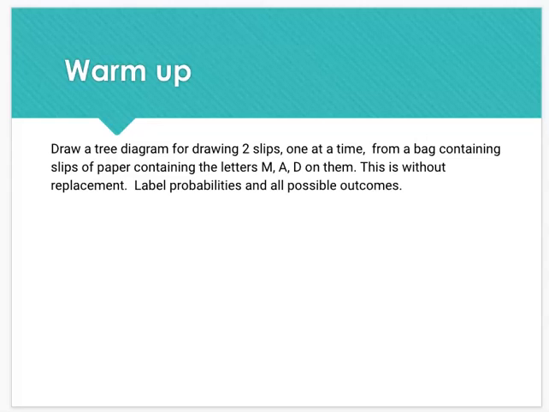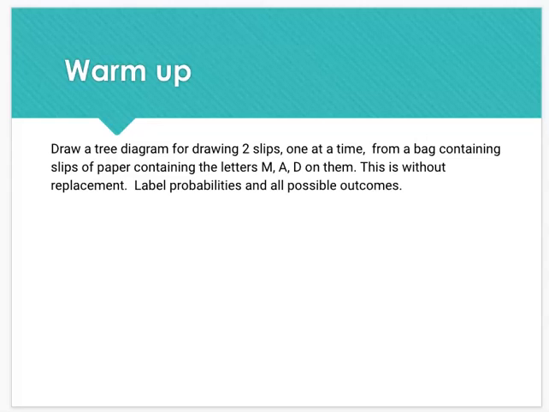Draw a tree diagram for drawing 2 slips of paper, one at a time, from a bag containing slips of paper that have the letters MAD on them. This is without replacement. Label the probabilities and all possible outcomes. In other words, you have a bag with 3 slips of paper in it. One slip has an M, another has an A, and another has a D. You're going to pull out one slip, record what it has, and you are not putting it back in the bag.